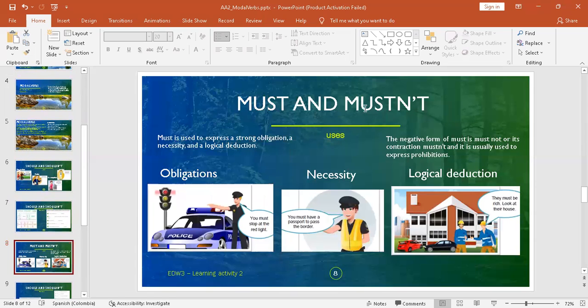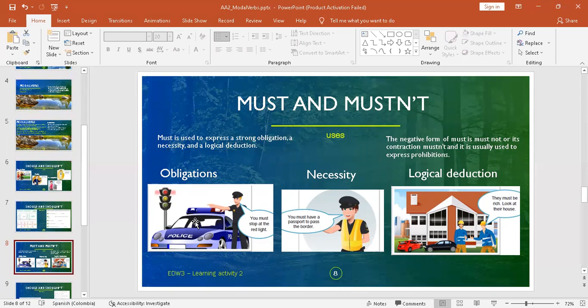Let's go to mustn't. Vamos a ver mustn't. Must is used to express a strong obligation, a necessity, and a logical deduction. Estos son los usos. The negative form of must not, or its contraction mustn't, is usually used to express prohibitions. Los usamos para obligaciones que son fuertes. Las decimos obligaciones morales, de tipo moral. Una necesidad, algo que se necesita realizar, o una deducción lógica.